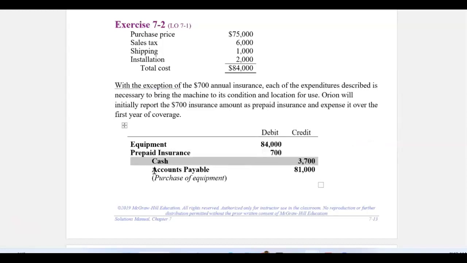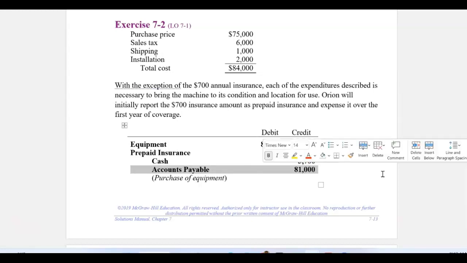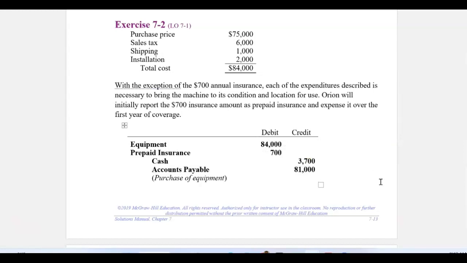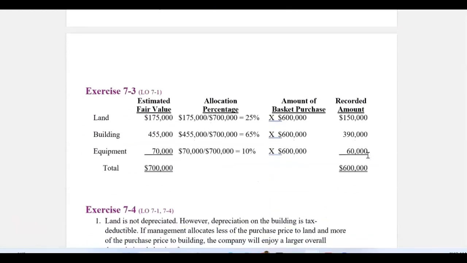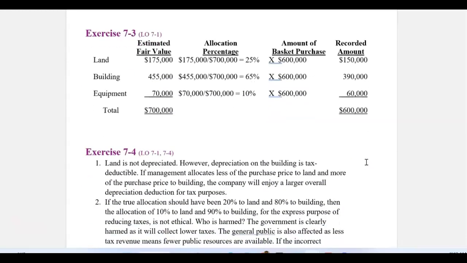However, for the rest, the machine plus sales tax was capitalized, not shipping. The machine plus sales tax was capitalized. Okay, so that's the journal entry to recognize that. Let's do another good one.